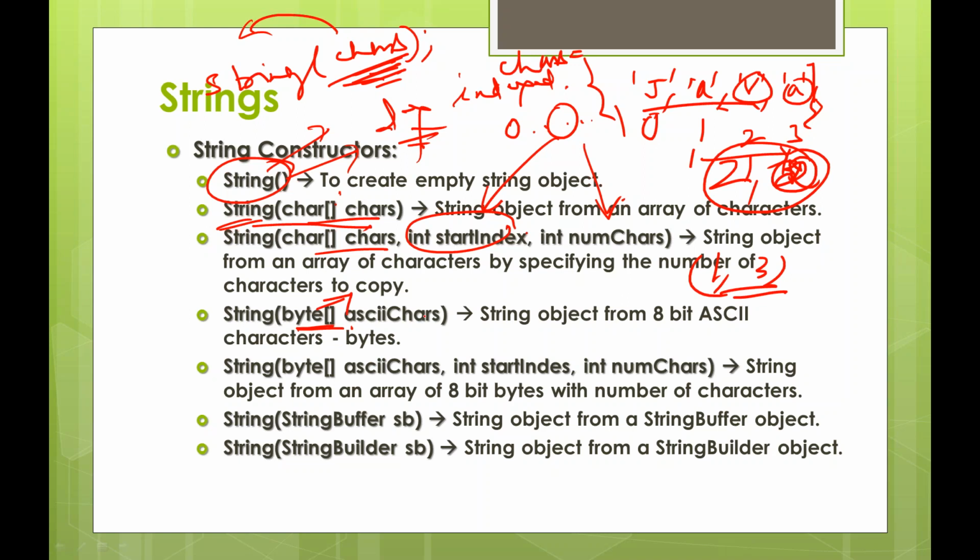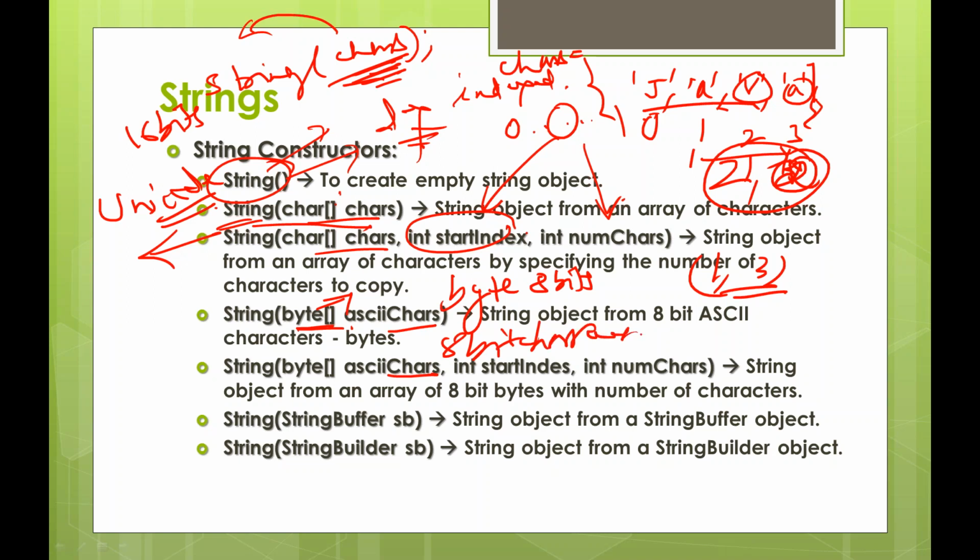A string can be initialized with byte arrays as well. Byte is nothing but 8 bits. In Java, all characters are Unicode characters, that is 16-bit. ASCII characters are your 8-bit characters. Similar to what we have for Unicode characters, we have the same methods for bytes. It will take a byte array, or a byte array with start index and then number of characters, whatever you want.